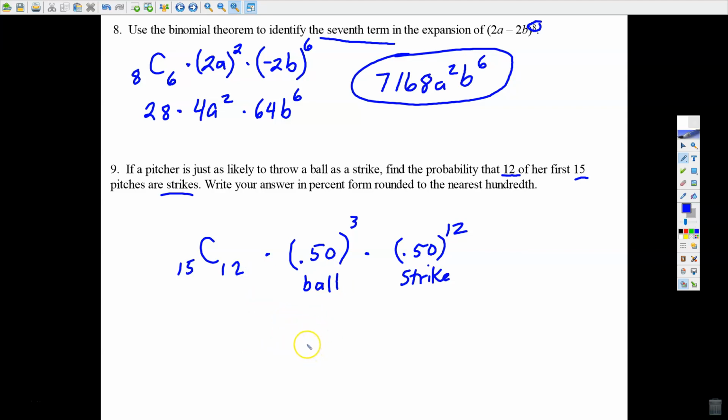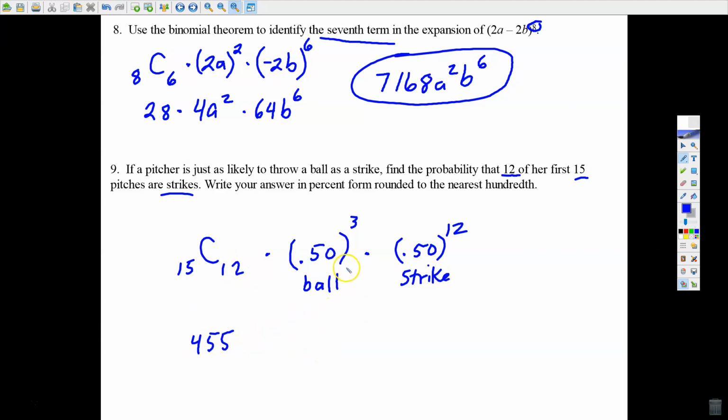And so let's do, trying to find that on my calculator. All right. So we're going to do 15 and 12. So that equals 455. Now, I'm using my iPad calculator, so it's a little bit different, but you can do all of this at once.